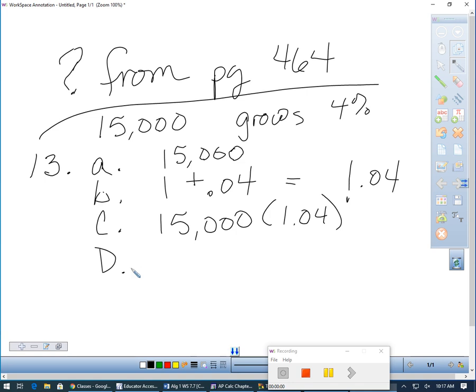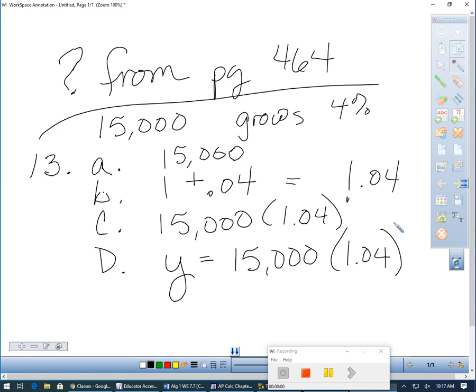In part D, it says complete the equation. So now we're going to put the whole equation together. Y equals 15,000 times 1.04 to the exponent.